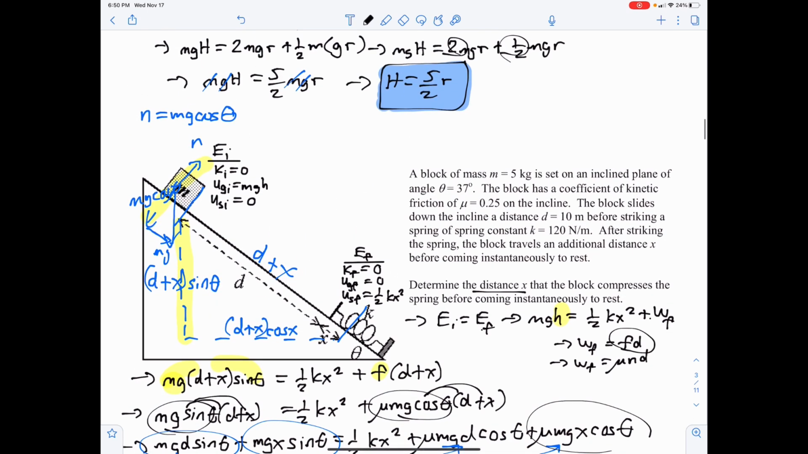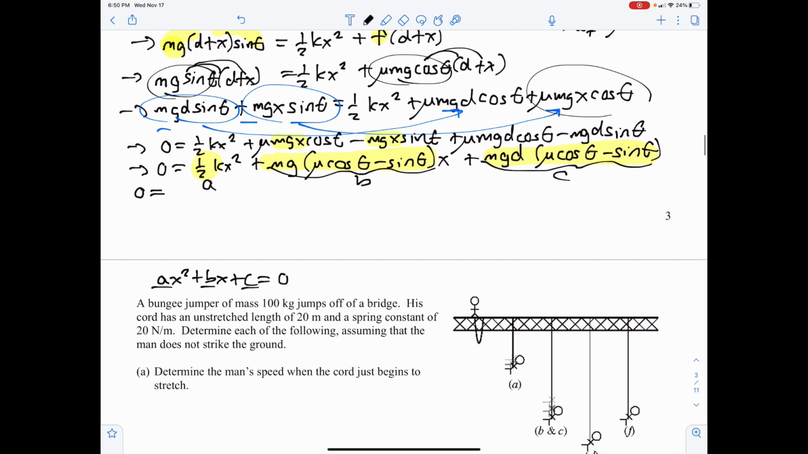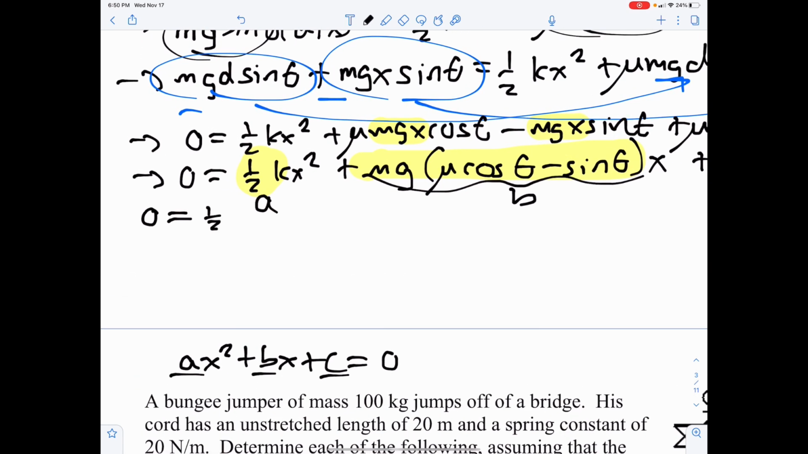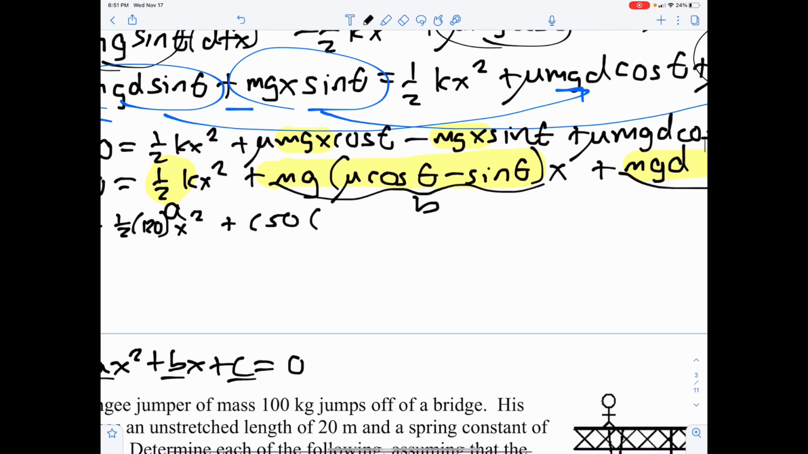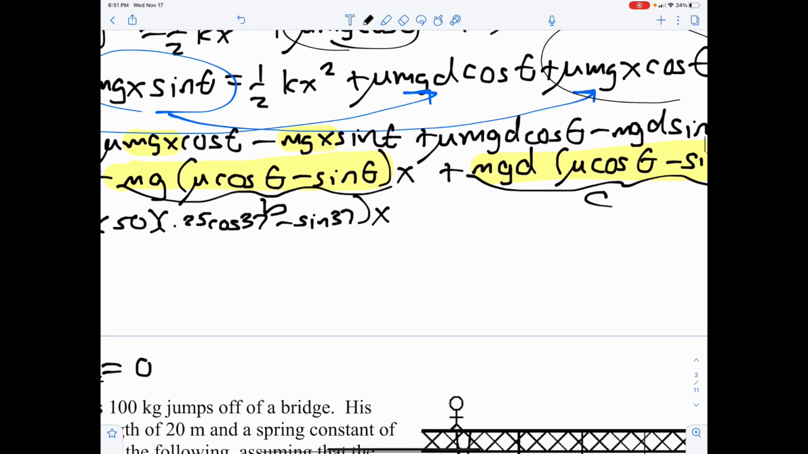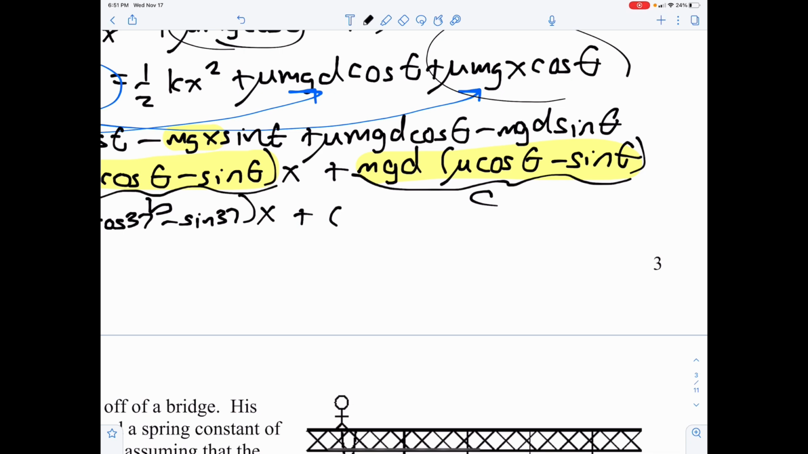So we were told that K is 120, mu is 0.25, theta is 37, and the mass is 5. So I'm going to use that information to plug in. We've got 1/2 of 120 x squared plus mg, which would be 50, 5 times 10, times this whole part right here, mu cosine theta minus sine theta, so 0.25 cosine 37 minus sine 37, right? There's your B component.